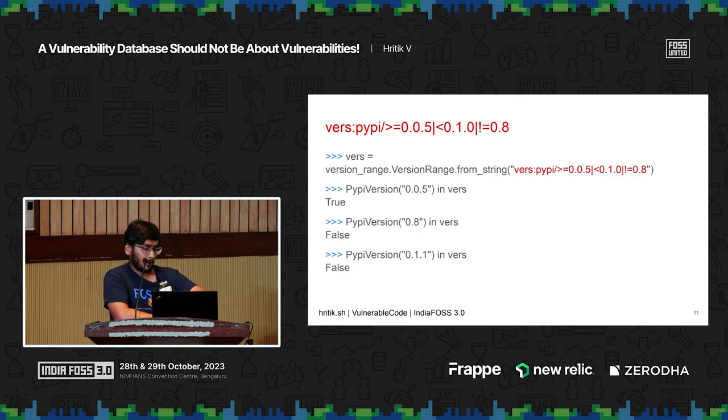This is a small quick look of how it feels. I have a vers, 0.0.5, less than 1, and not equal to 0.8. Now, we check if PyPy version 0.0.5 is in the vers. Yeah, it is. Is 0.8 there? No, because we have explicitly disallowed this. Without this, it would have been there because it lies in this range. And finally 0.11.1? No, again, because it falls outside of this range.